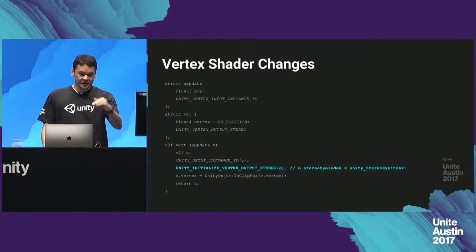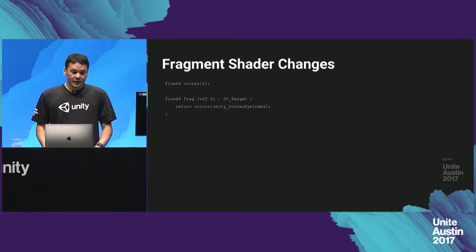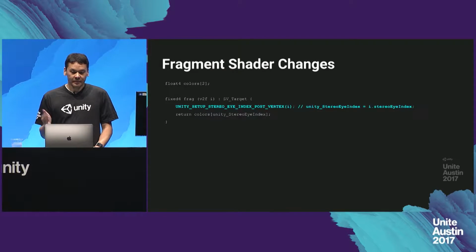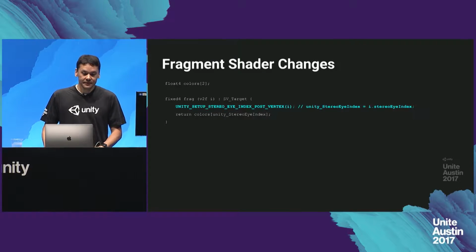Additionally, you can see that it was very simple to do this, and we've already updated all of our built-in shaders to support this. So the fragment shader changes are even simpler than the vertex shader. All we need to do is just unpack the stereo index into the Unity stereo index, and we do that through this macro, UNITY_SETUP_STEREO_EYE_INDEX_POST_VERTEX. And that's all you need to do.